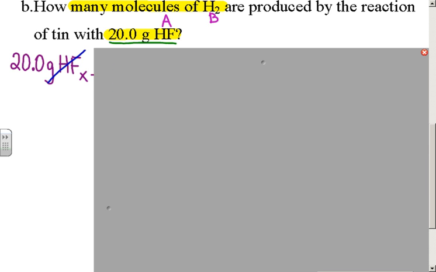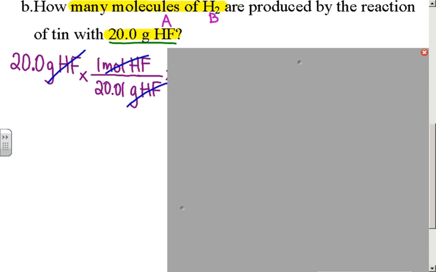Then, in my first conversion, I was changing grams of HF into moles of HF. So I had the grams in the denominator. Can you tell where I got that number from? That's right, that was the molar mass of hydrofluoric acid. In the numerator, I had a 1 in front of it because for a molar mass, there's always a 1 in front of the mole.